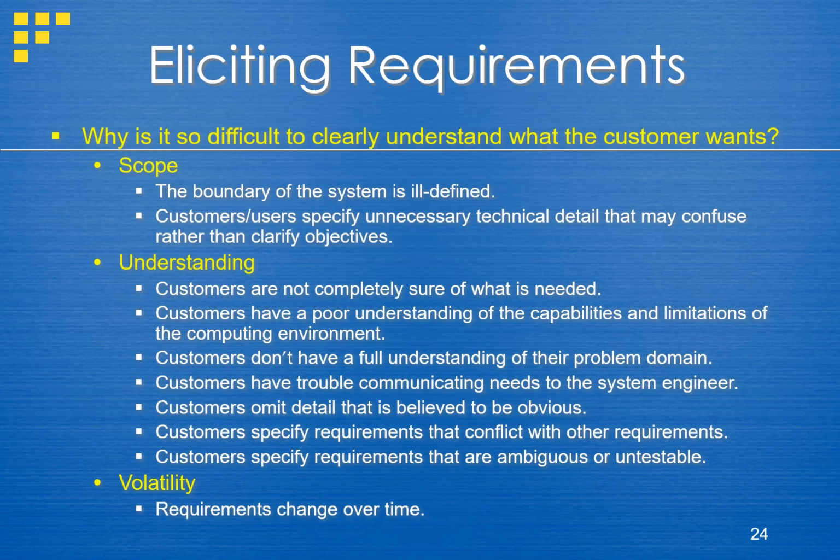Customers omit detail that is believed to be obvious. Customers specify requirements that conflict with other requirements. Customers specify requirements that are ambiguous or untestable. So it is the job of the developer or producer, the person from their side, to ask different types of questions, so that even if the customer is missing some important information in explaining or describing, the answer can be taken out through that particular question. So these kinds of understanding criteria are needed. And volatility means requirements change over time. So your system should be ready, flexible and feasible enough to accommodate such changes over time.